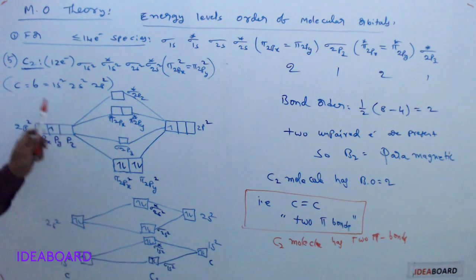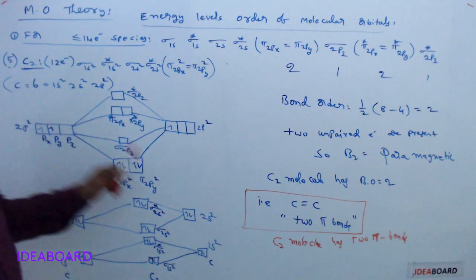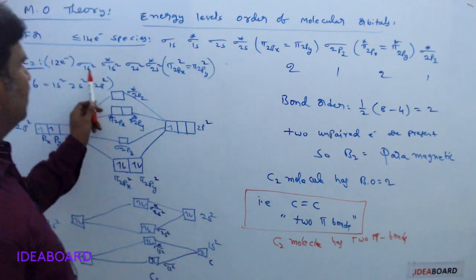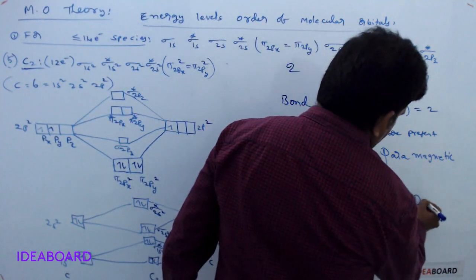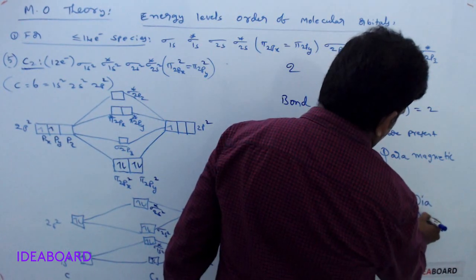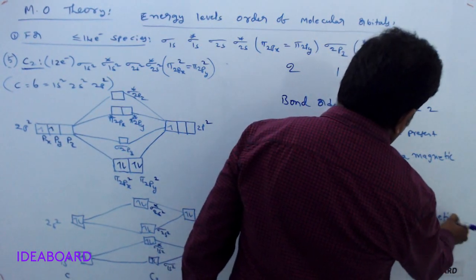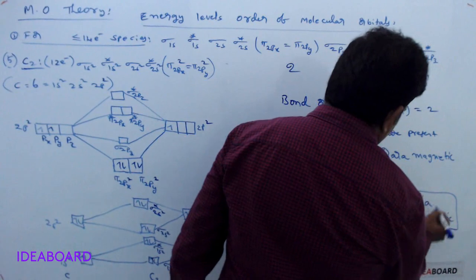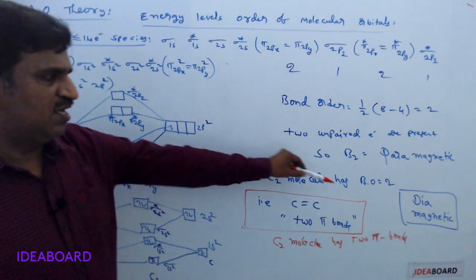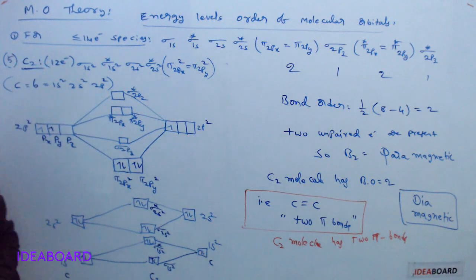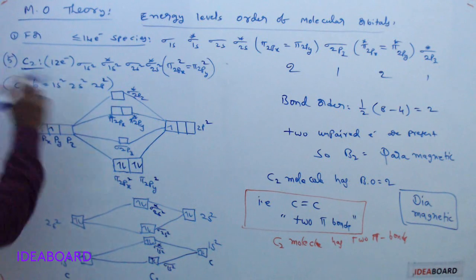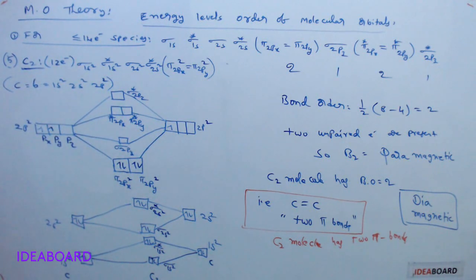Okay. And next, if you are taking magnetic nature, is there any unpaired electron? No. So this is what type of molecule? This is a diamagnetic molecule. Diamagnetic. So please remember bond order is 2 and it is diamagnetic. That is for the C2 molecule. Next, another one I will give. The next one I am going for this. Please take a screenshot.